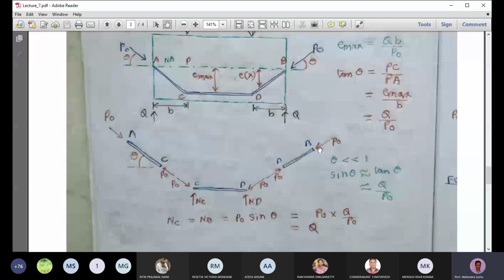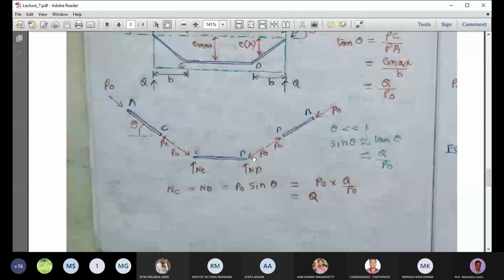And for BD also, we have the force compressing it, and the equal and opposite force will balance it. And for CD, at this sharp corner C and sharp corner D, we have two reactions coming from the concrete, NC and ND. And we have the P naught reaction acting towards joint C, and here the P naught reaction acting towards joint D. So we can do the force equilibrium for CD in the vertical direction.